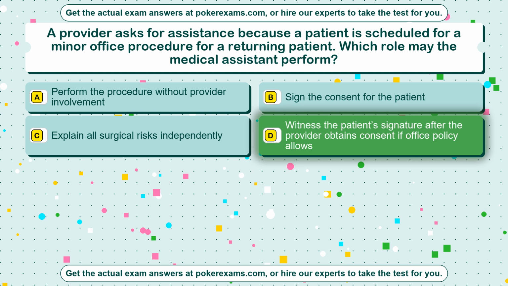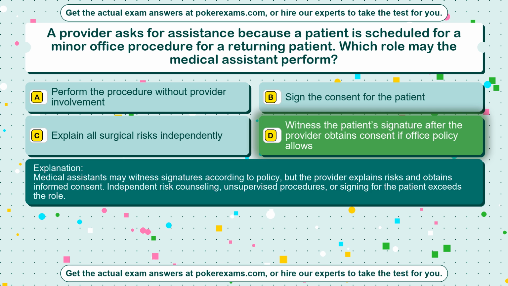The correct answer is option D, witness the patient's signature after the provider obtains consent if office policy allows. Medical assistants may witness signatures according to policy, but the provider explains risks and obtains informed consent. Independent risk counseling, unsupervised procedures, or signing for the patient exceeds the role.